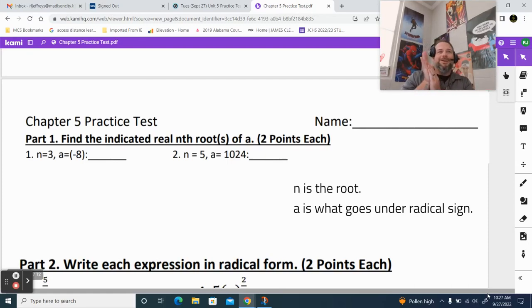So, believe it or not, I'm actually trying to have math class today. Some of my students are getting in the way.